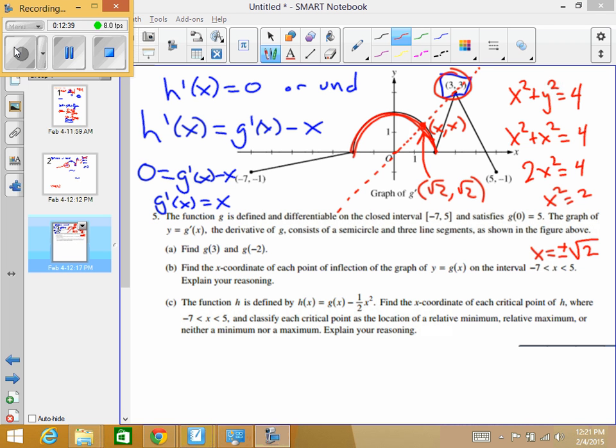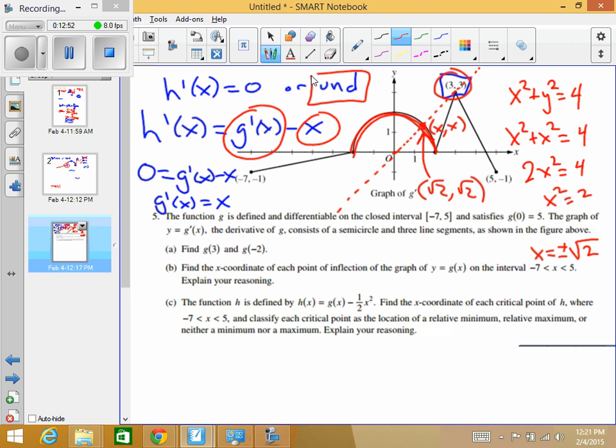To deal with the other piece, h prime of x undefined, that's not going to happen anywhere on this interval, because g prime of x is defined everywhere on this interval, and x is defined everywhere on this interval. So their difference must also be defined. We would just subtract y values. So we don't have to worry about the undefined piece. We now have two critical numbers: x equals square root of 2, x equals 3. And we'll explore both separately, starting with x equals square root of 2.